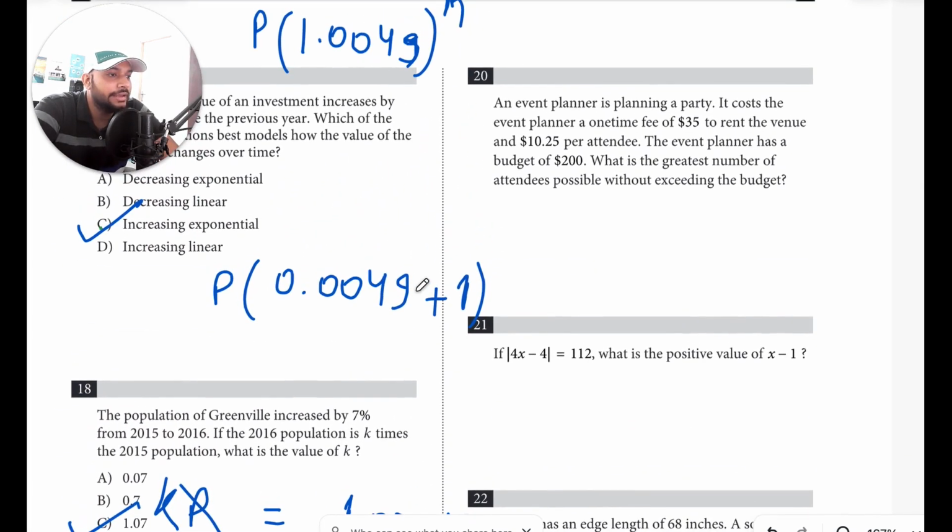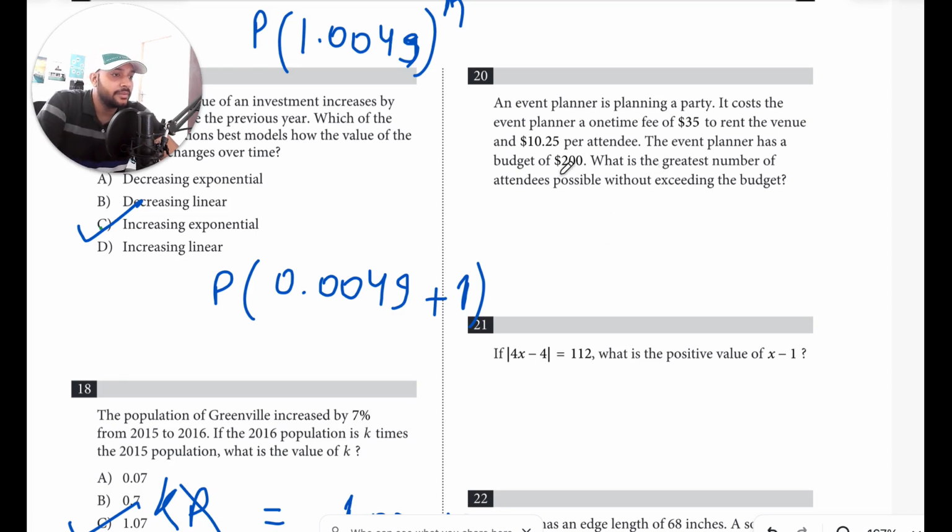Question number 20. An event planner is planning a party. It costs the event planner a one-time fee of $35 to rent the venue and $10.25 per attendee. The event planner has a budget of $200. What is the maximum, greatest number of attendees possible without exceeding the budget?